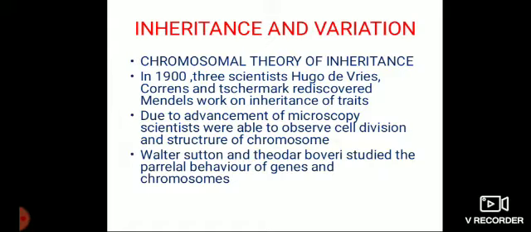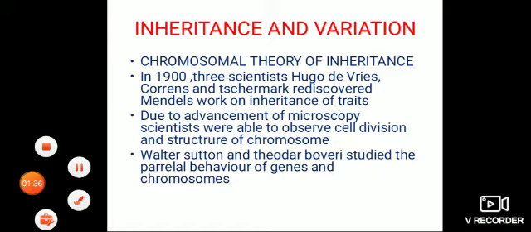Now in the examination there can be a question: write a note on the chromosomal theory of inheritance. In 1900, three scientists, Hugo de Vries, Correns and Tschermak, rediscovered Mendel's work on inheritance of traits. And due to the advancement of microscopy, scientists were able to observe cell division.